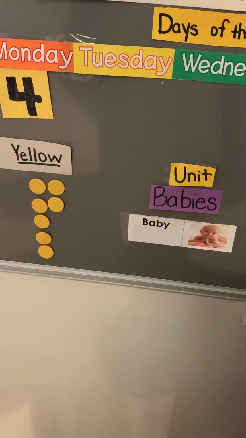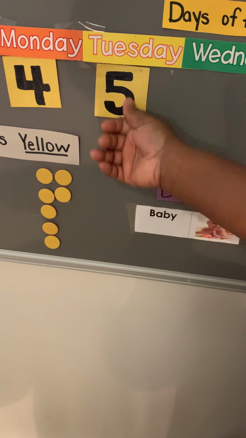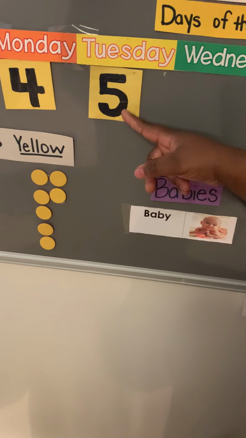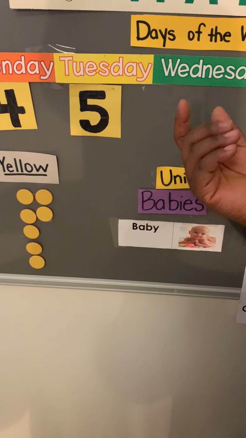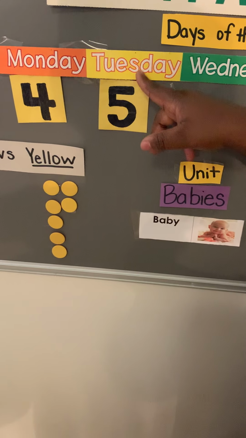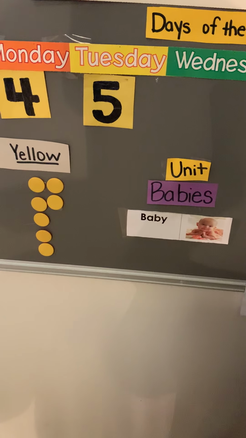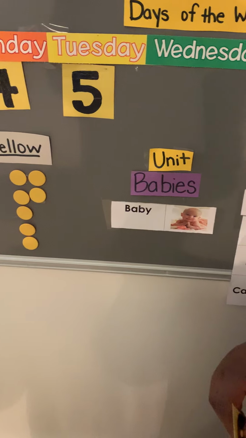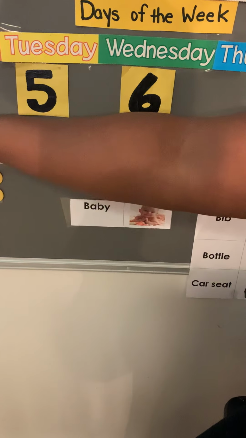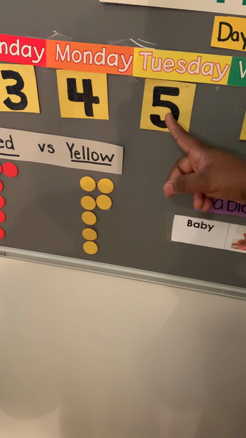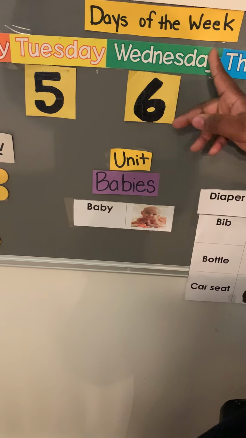What comes after 4 is 5. Tuesday is the 5th. Cinco de Mayo. That's a holiday in Mexico, right? But we celebrate it here too. So Tuesday is 5. What's after 5? 6. 3, 4, 5, 6. All right, so Wednesday is 6.